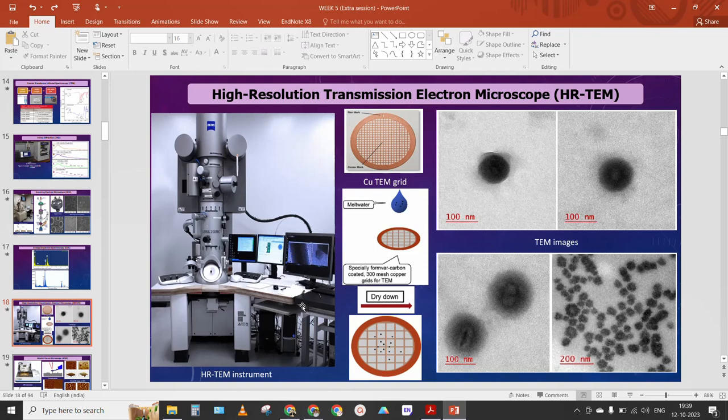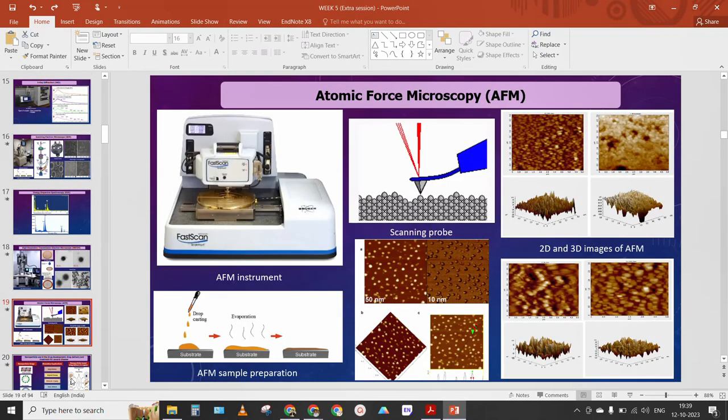So the next is AFM, atomic force microscopy. By this instrument, we get to know the surface morphology of that particular nanoparticle, that is, the roughness of that particular nanoparticle. From TEM or SEM, we'll get to know the size and shape.